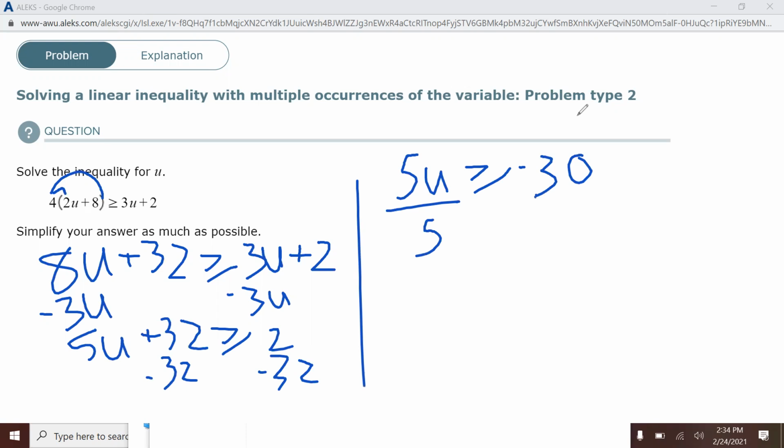And when I divide by +5, the inequality sign does not change direction because I'm dividing by a positive, not a negative. And that would be the solution, done just like that. So on these, make sure that you get rid of the parentheses first.